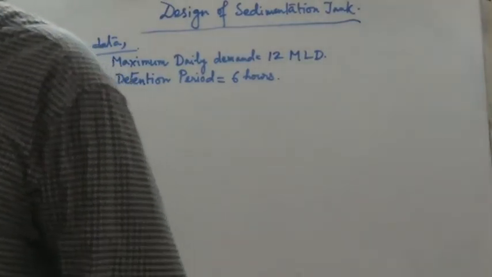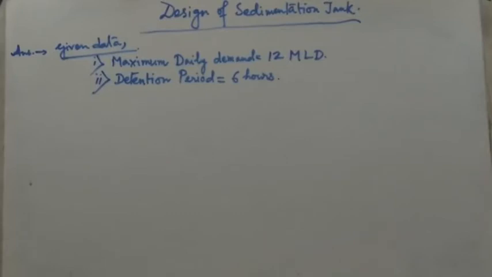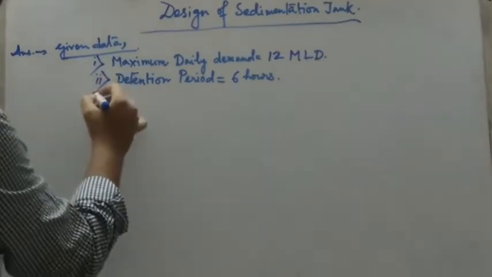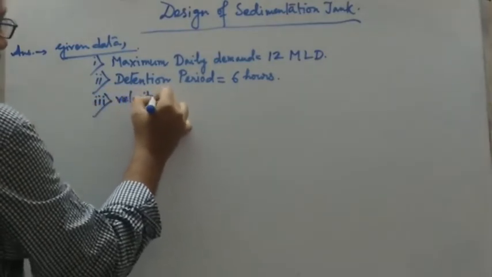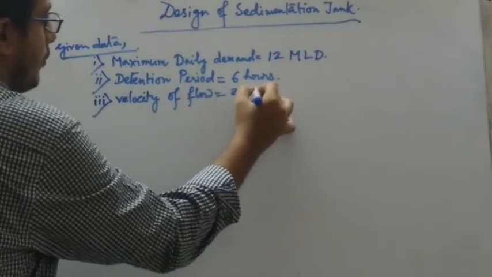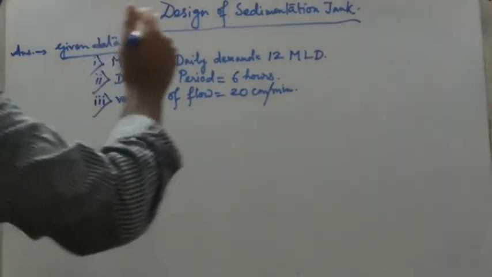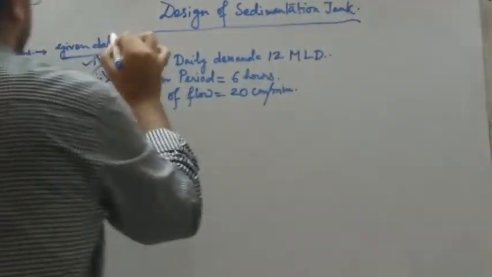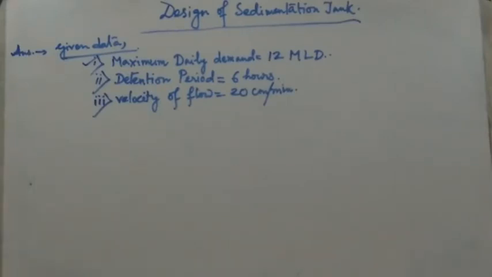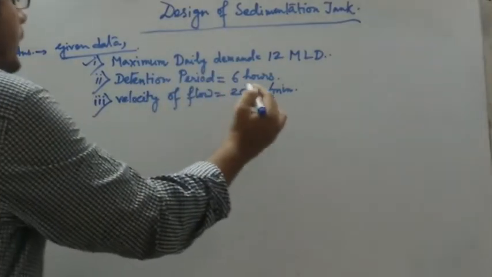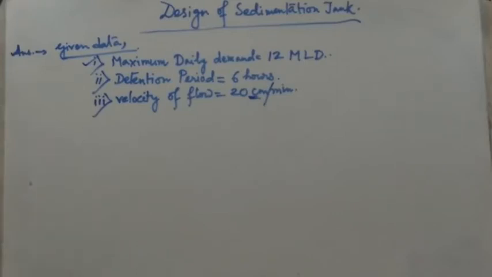That means it will take 6 hours time to flow from one end to another end. And the velocity of flow is 20 centimeter per minute. First of all, we have to convert this maximum daily demand into liter per day, or rather meter cube, because here the velocity is 20 centimeter per minute. So first of all, we have to convert it.